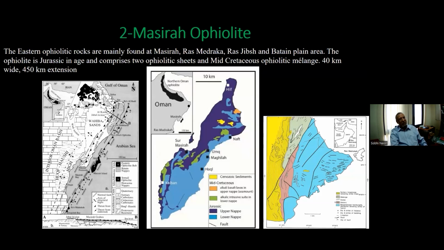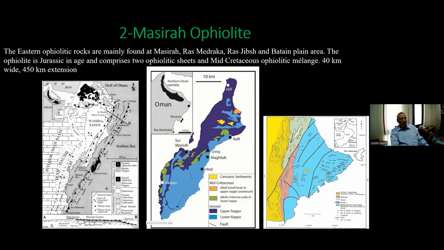So that was the case of the Samail Ophiolite. Now the case for Masirah Ophiolite. As you can see, Masirah Ophiolite is mainly outcropping here in Masirah Island, as well as in the southern part in an area called Ras Madrah. This is the geology of Ras Madrah, where we can see the Ophiolite with the blue color and the melange with this brown color. So it's covering 3 areas in Masirah and the Batain area as well as the Ras Madrah area.